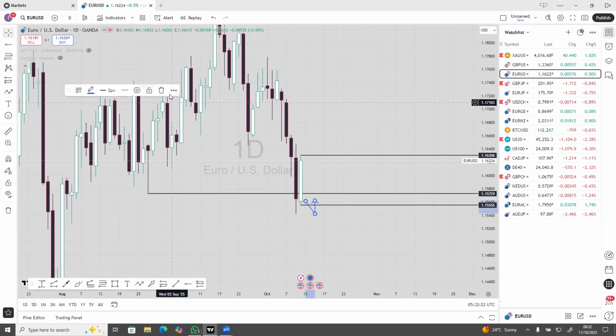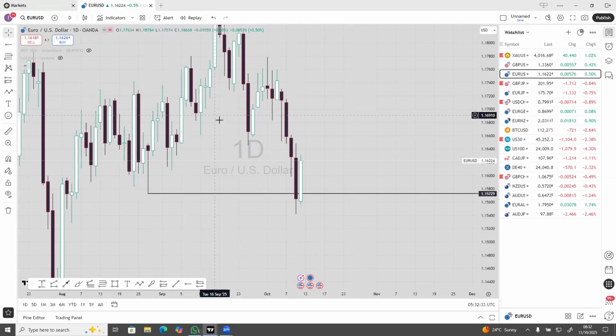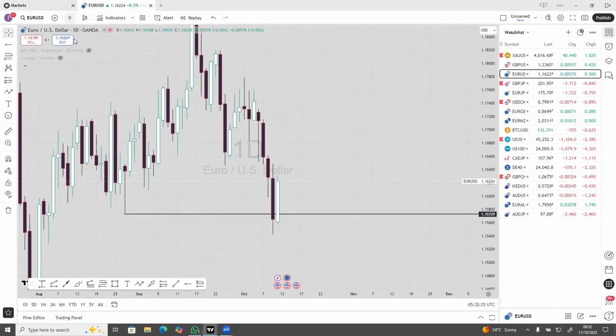Then on Tuesday, you can get a reversal pattern. Okay, so if it is like that, it doesn't mean that we should trade. You are supposed to shift your time to lower.